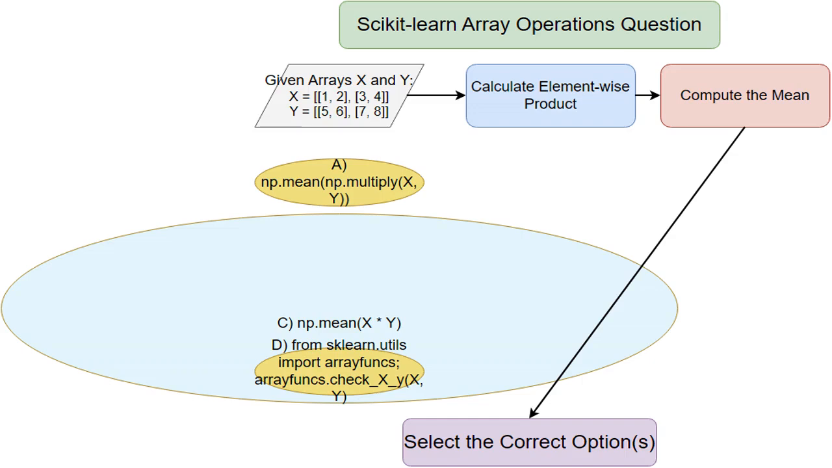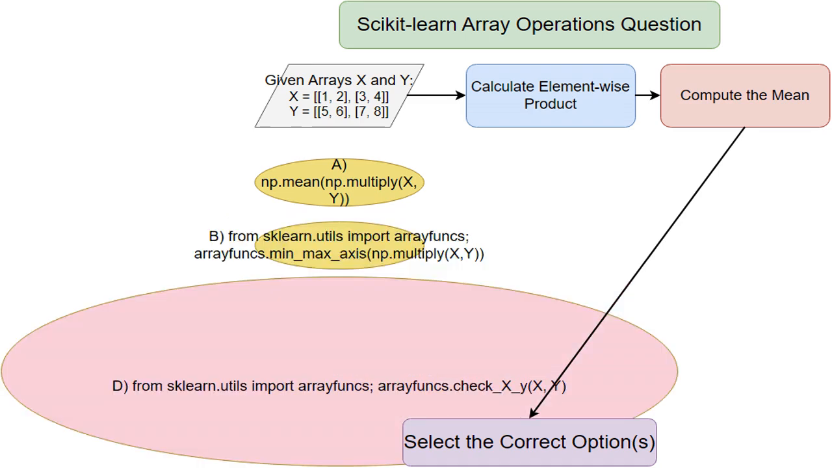This is a concise alternative to option A. Python's asterisk operator directly performs element-wise multiplication on NumPy arrays. Combined with np.mean, it achieves the same correct result as option A, but in a more compact way.